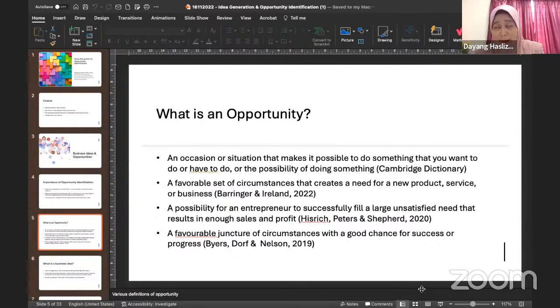It is favorable circumstances for new businesses or new products and services which fulfill people's need, and it has to have enough monetary value. So that is a business opportunity. Entrepreneurs are able to spot this.